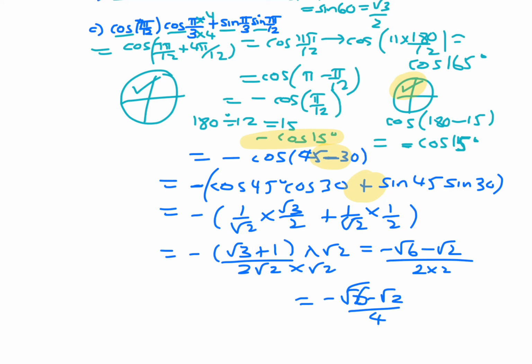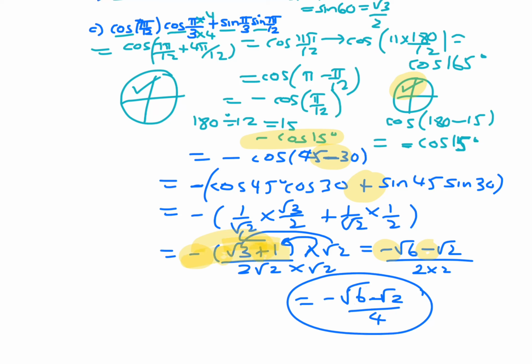So the final answer is minus root 6 minus root 2, all over 4. The root 6 and the root 2 come from expanding, and the two minuses come from when you open the bracket. That will change the sign in the middle and the sign out the front of the root 3.